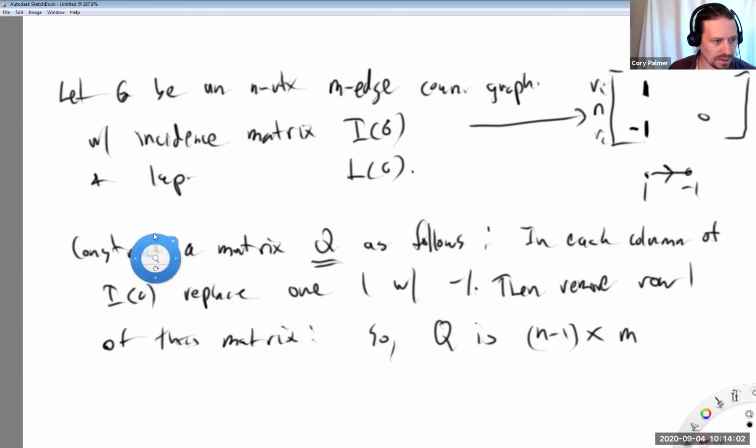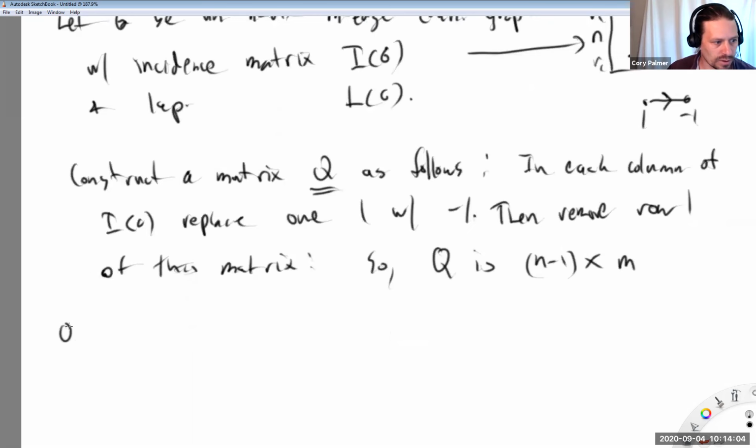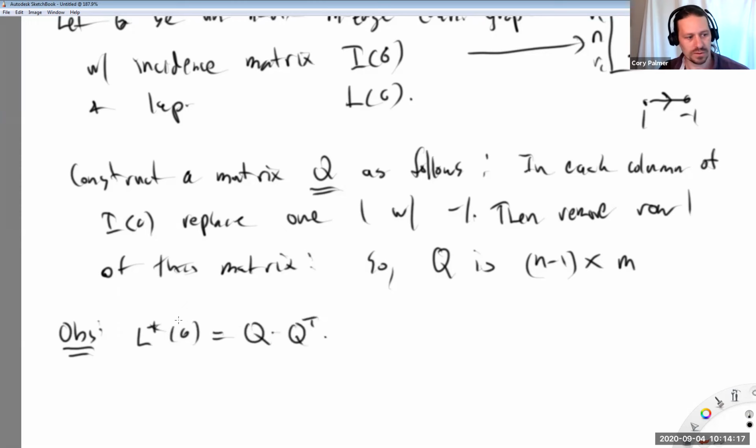Now here's a key observation that's an exercise in the book. I may not assign it as homework, but the observation is that L star of G is equal to Q times Q transpose. L star was the submatrix of the Laplacian where I deleted a row and column, and I'm saying that it's the result of multiplying this matrix Q with Q transpose. Let me not prove that. Like I said, it's an exercise, but let's think about this for a second.